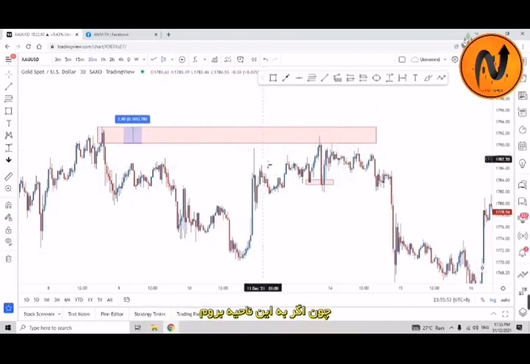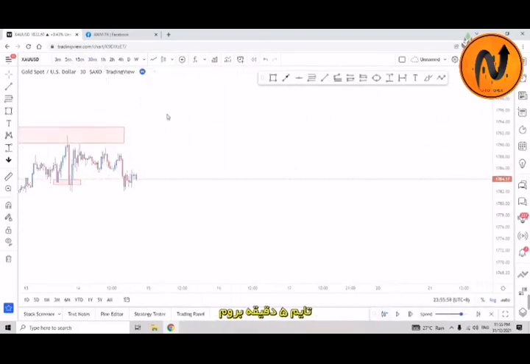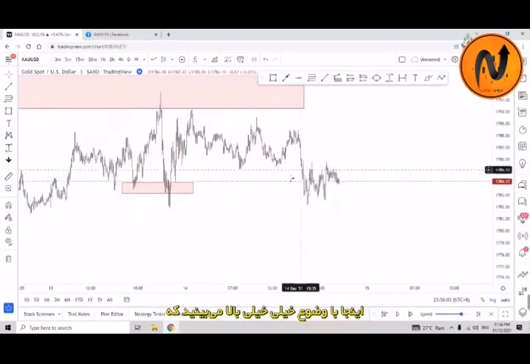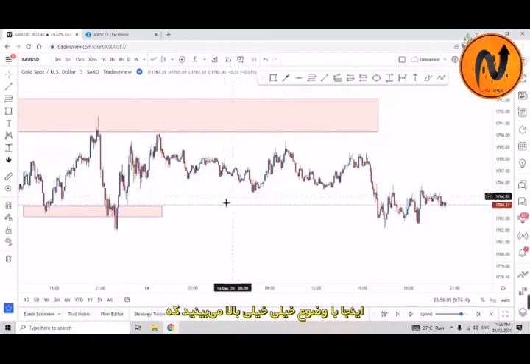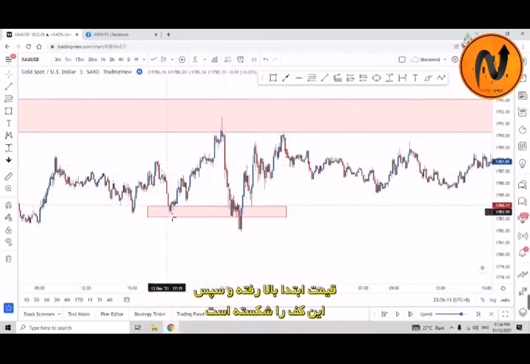If I go into this area, let me cut it into a smaller time frame, maybe 5 minutes. You can see it very, very clearly. This is a QM within a QM. The price went over the top, then broke the low over here.